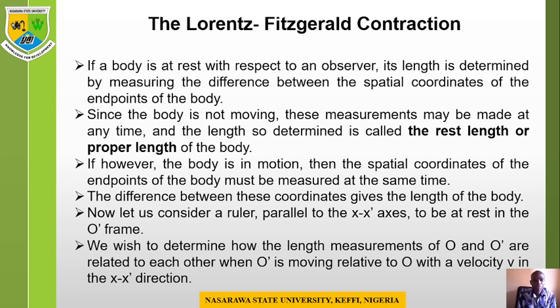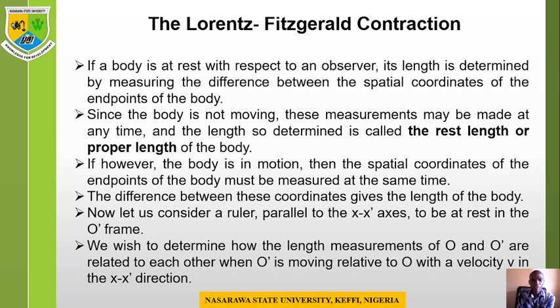So if however the body is in motion, then the spatial coordinates of the endpoint of the body must be measured at the same time. Because if you don't measure them at the same time, you won't get the proper length. So the difference between these coordinates gives you the length of the body. Sorry. So now let us consider a ruler parallel to x, x prime axis to be at rest in the 0 prime frame.